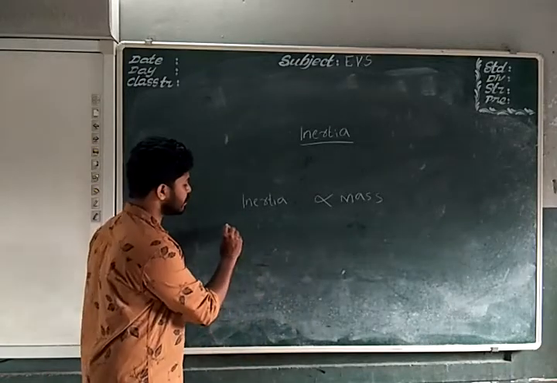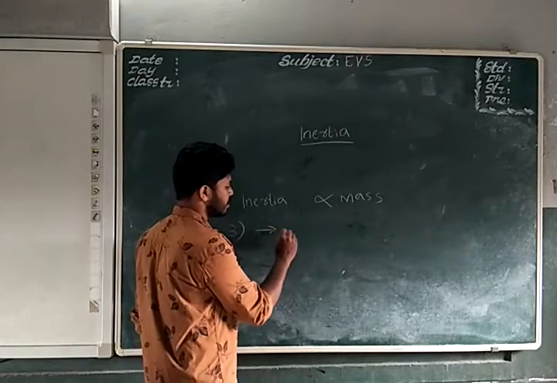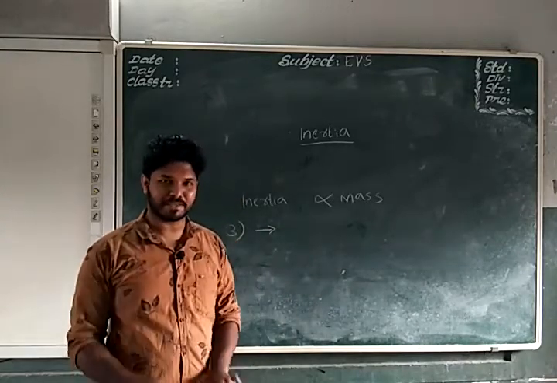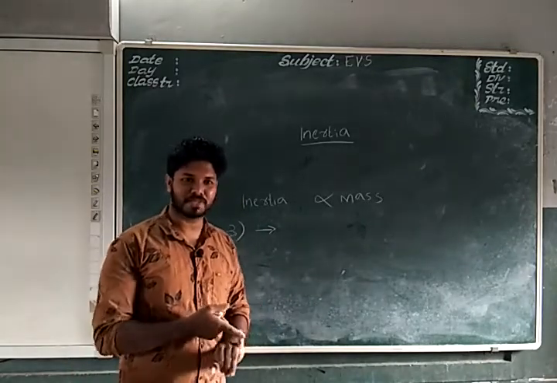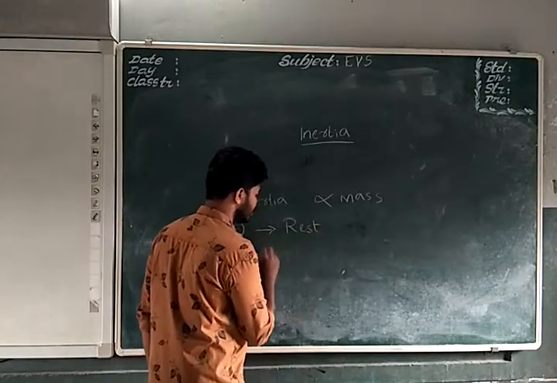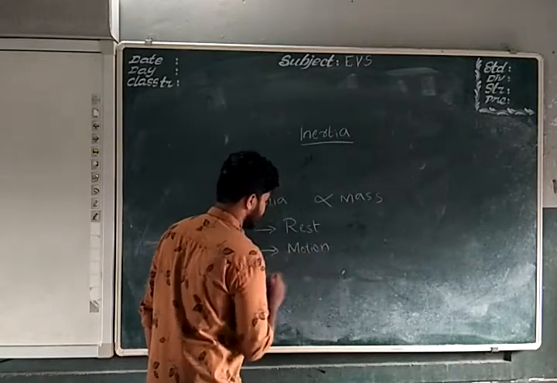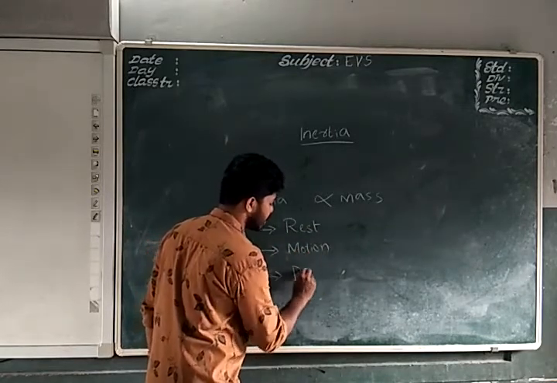Now there are three types of inertia. What will they be? As we told in the case of Newton's first law of motion: inertia of rest, inertia of motion, and inertia of direction.